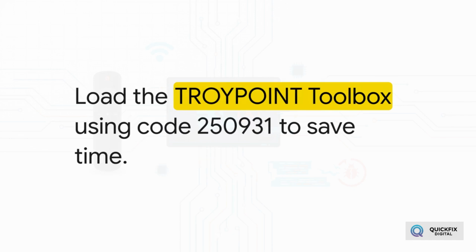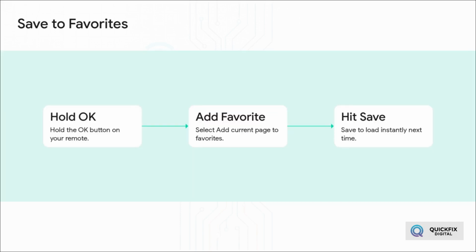Here's a sweet bonus. Load the TroyPoint toolbox using code 250931. You can bypass entering codes later. Just hold the OK button, add it to your favorites, and save. Skip that annoying 5-second wait next time.